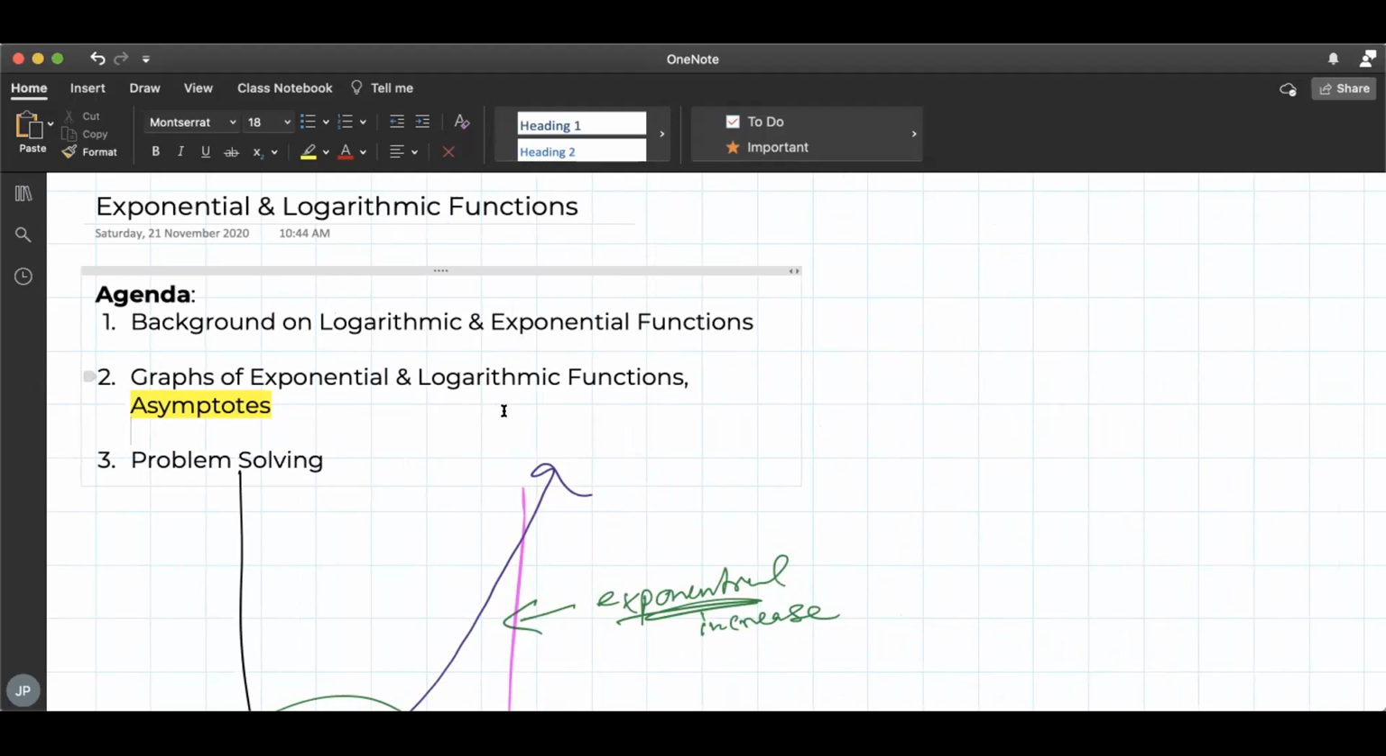There are questions that come in the IGCSE paper where you are asked to find the equation of an asymptote, and because it's an imaginary line, it will not get graphed. You have to be able to find the equation. So some other day we will talk about asymptotes in much deeper detail.